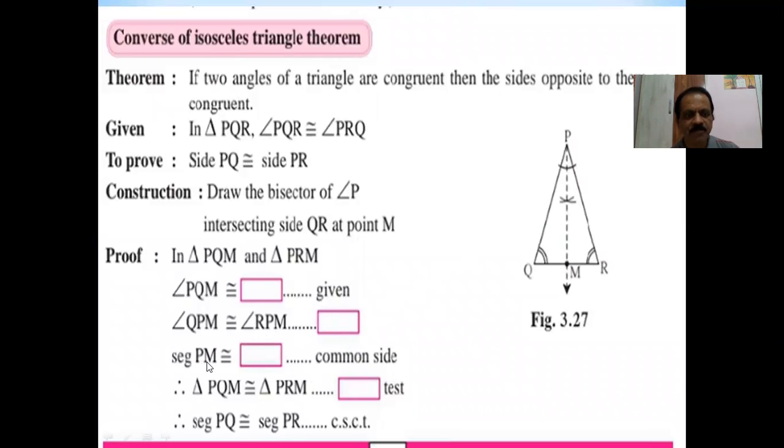Now here segment PM is congruent to segment PM. This is the common side of both triangles. This is one segment formed by this angle bisector, and it is common in both the triangles.